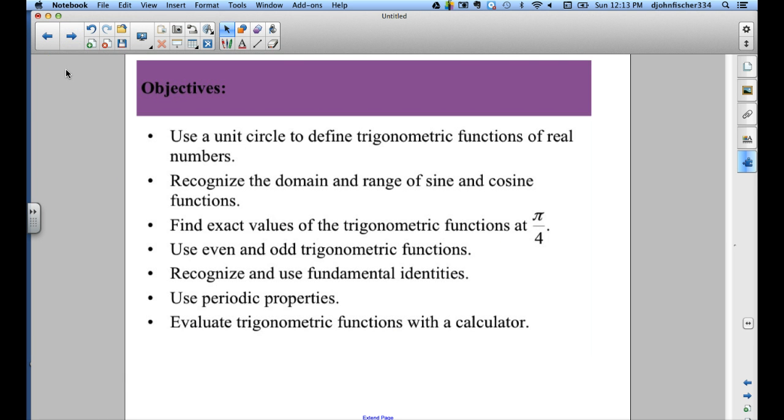You're going to use the unit circle to define trigonometric functions of real numbers. Recognize the domain and range of the sine and cosine functions. Find the exact values of the trigonometric functions at pi over 4. Using even and odd trig functions. Recognize and use fundamental identities. Use periodic functions or properties, and evaluate trig functions with a calculator.